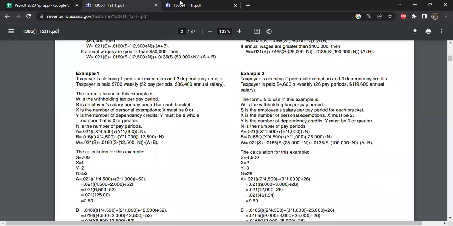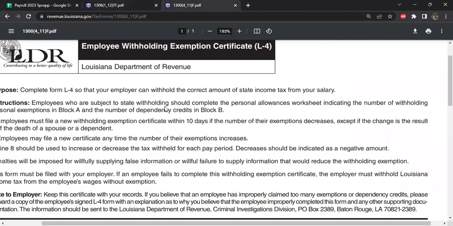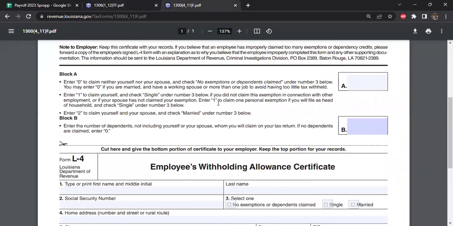First of all, what you need to have your employee fill out is the Louisiana L4. And it's going to just have a few basic questions. Are you single or are you married? And if you're single, you're going to choose the 0 or the 1 when it comes to exemptions or dependents. And if you're married, you have to do the 2. And then you put the number of the dependents in box B.